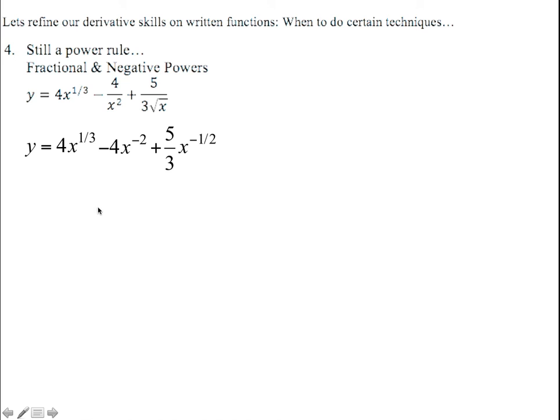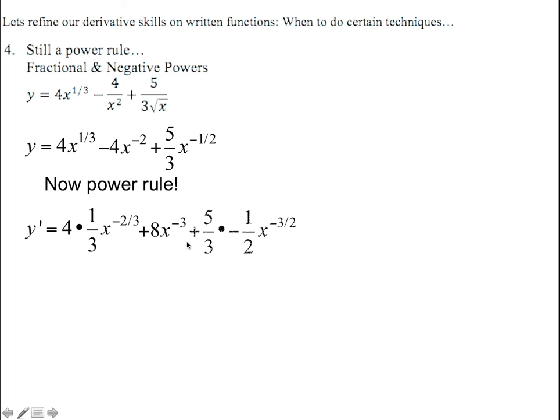So now I can just do my power rule. Again, my power rule is bring down the power, multiply it by the coefficient, and then subtract 1 from this power. So let's take a look at this first one. I bring the 1/3 down, multiply it times 4, and then I have to subtract 1 from 1/3. So you're going to want to think 1/3 minus 3/3, and that's a negative 2/3. So that's my new power. And then we have a minus, and then I bring the negative 2 down and multiply it by negative 4 to get positive 8. And 1 less than negative 2 is negative 3, so that's my new power.